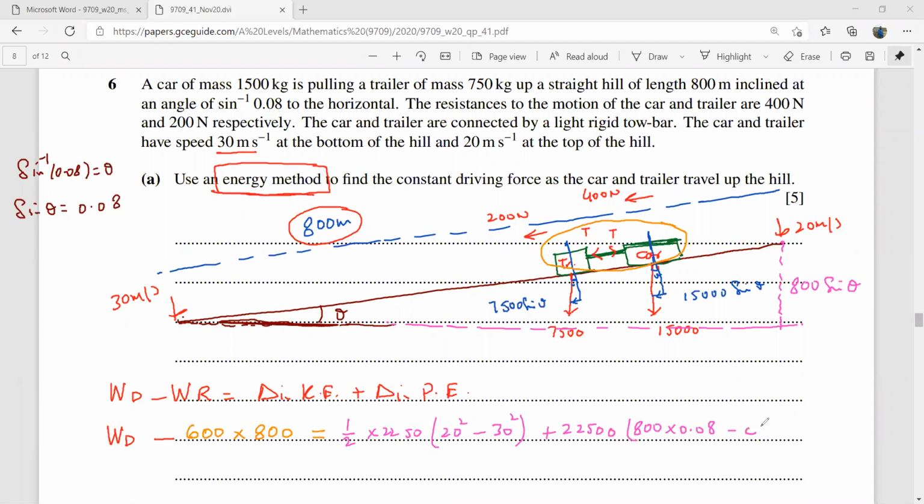So you can write minus 0 over here. So this is the work done with the driving force minus work done with the resisting force, that is equal to change in the kinetic energy and plus change in the potential energy.